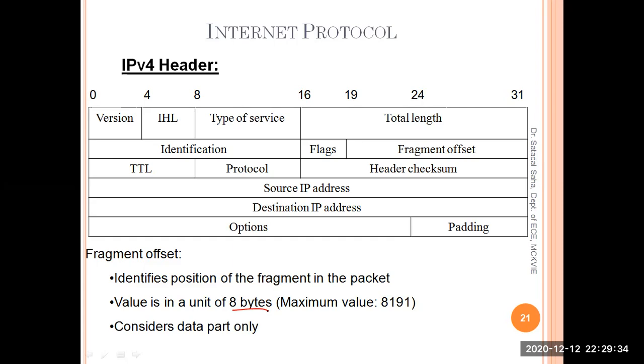Okay, and the third fragment will have the offset value that is equal to the summation of the first fragment and the second fragment divided by 8 bytes. So accordingly, it represents the offset from the 0th position or the first position. This fragment offset value is used by the receiver to reassemble the fragments once these fragments reach the receiver. The maximum value that it can contain is 8191. And it considers the data part only.